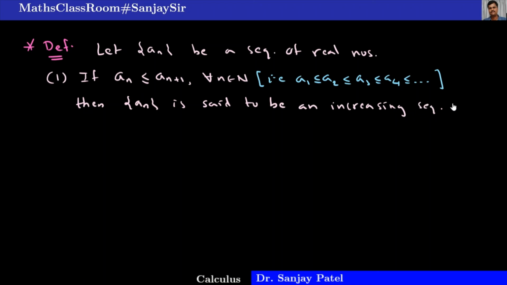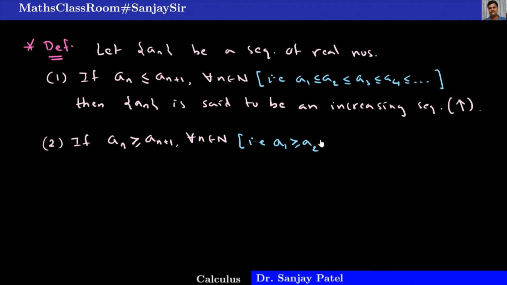Increasing sequence. And we write the up arrow symbol for an increasing sequence just for convenience. The other way, if we have an is greater than or equal to an plus 1 for every n belonging to N, that is, we have this situation that a1 is greater than or equal to a2, a2 is greater than or equal to a3, and so on. So the first term is the biggest term and all other terms keep on decreasing.